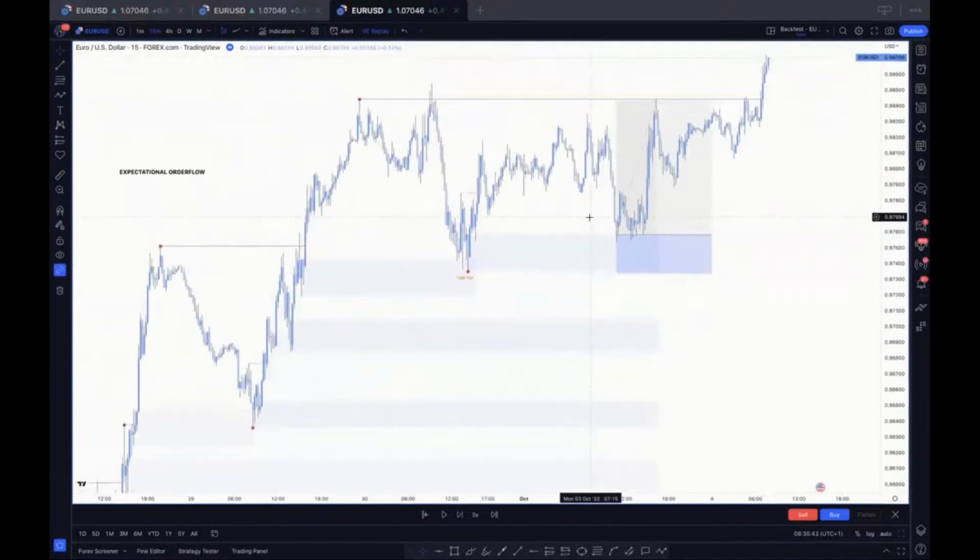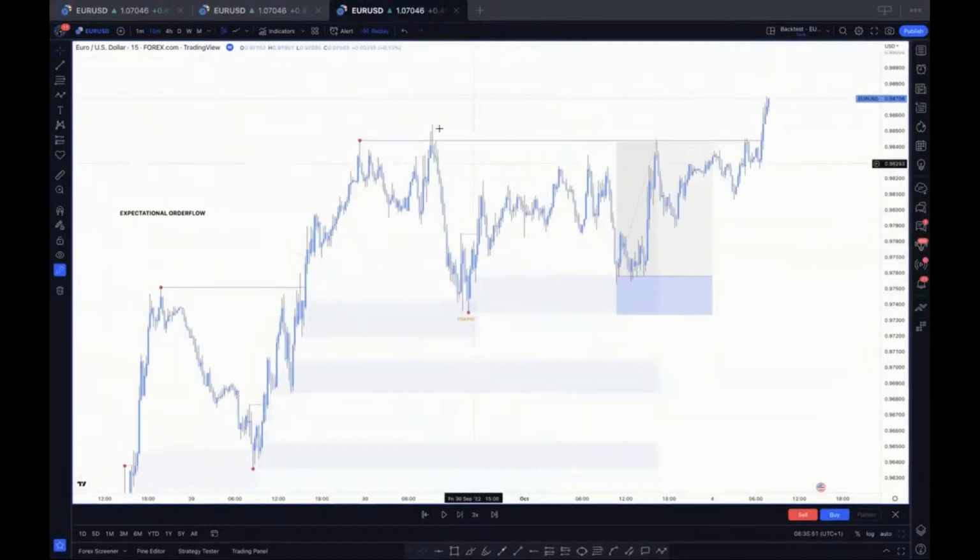So first off, you have to understand how to build structure from your higher time frame, the 4-hour, to the 15 minutes, and then you wait, mapping out your structure and looking for the right opportunity like a sniper.